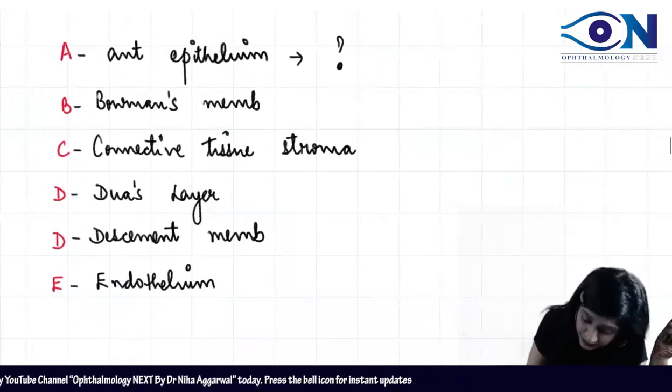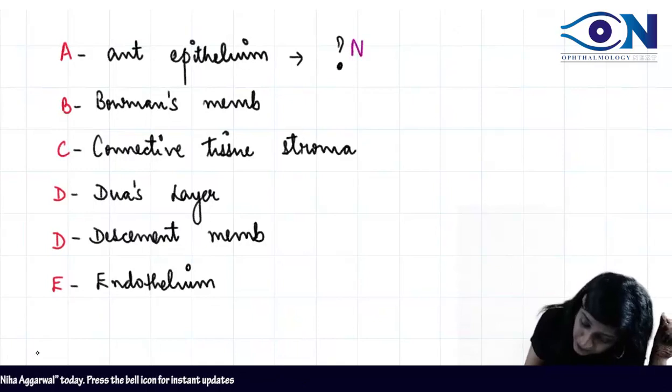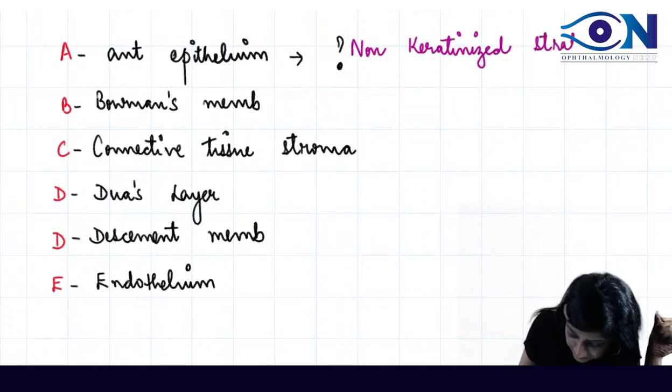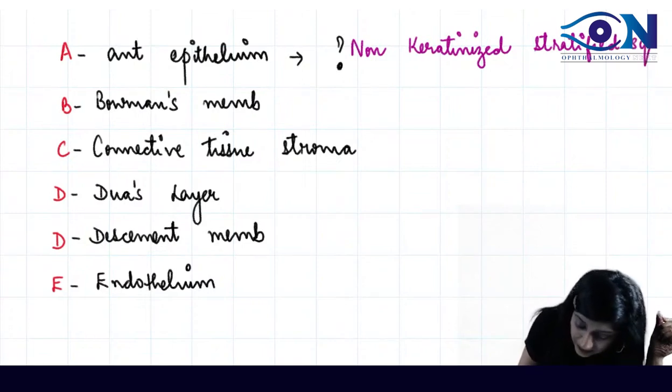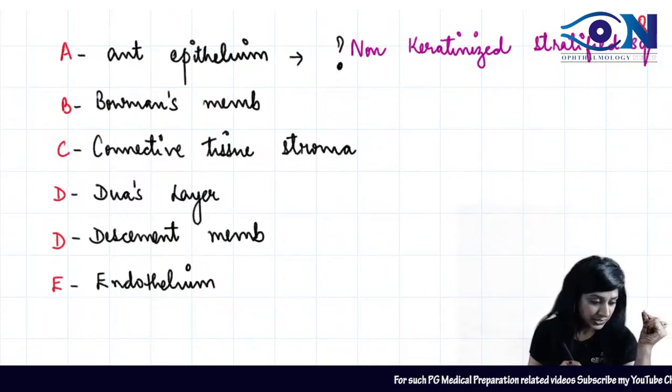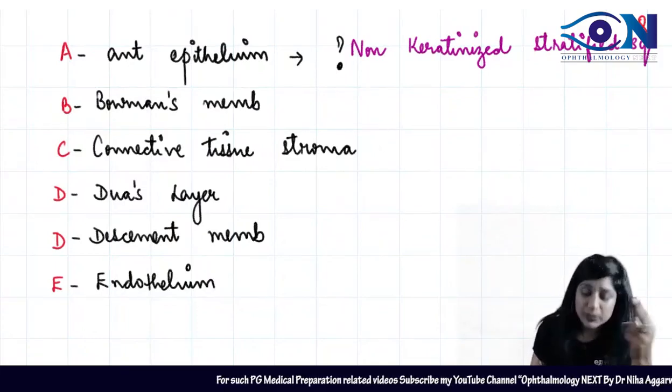So first important thing is the type of epithelium. Non-keratinized, stratified squamous epithelium. One important question is the type of epithelium. Okay. Then we come to the Bowman's membrane.